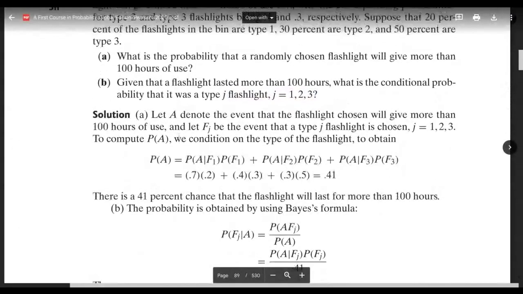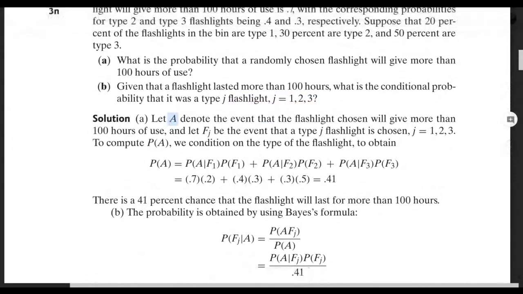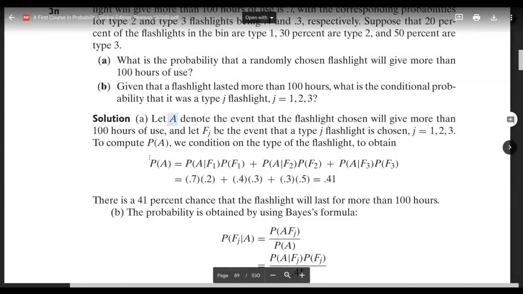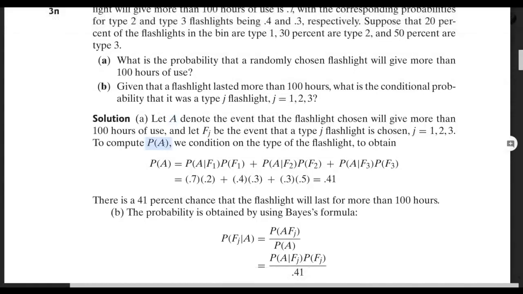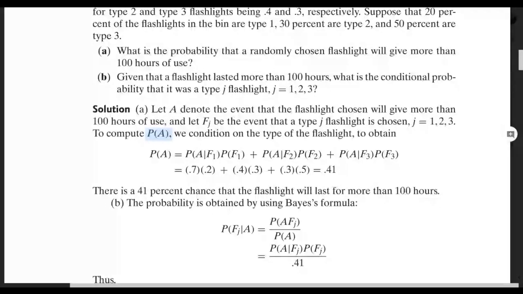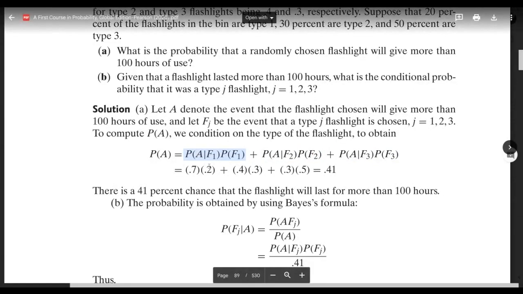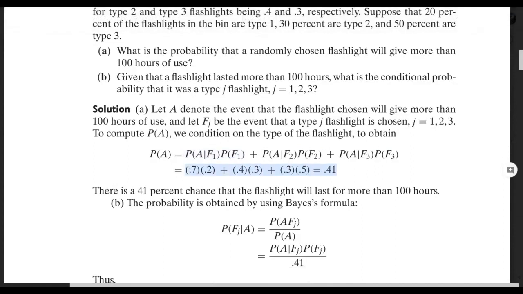Okay, let's say A. Denote A as the event that the flashlight chosen will give more than 100 hours of use. And let Fj be the event that a type J flashlight is chosen. So we want to compute P of A, right? Probability of A, lasting 100 hours. So we condition on the type of flashlights to obtain the probability of A equals the sum over the first type, second type, and third type, over the conditions, right? Let's just plug in those numbers.